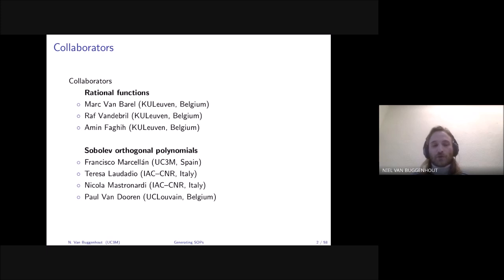So those are the first three collaborators, my two supervisors, and then their current postdoc, Amin. But I will be focusing today more on the Sobolev orthogonal polynomials. You can see on the last four names, those are people I'm currently collaborating with on Sobolev orthogonal polynomials, people in Spain, Italy, and Belgium. You will recognize at least one name, Paco Marcellán, I think, on this slide.